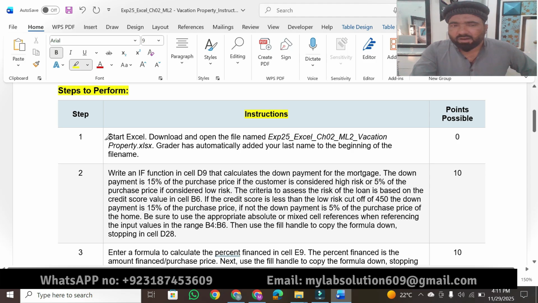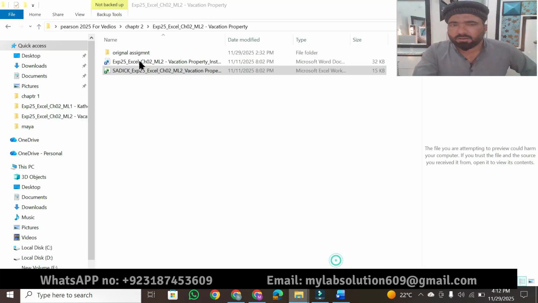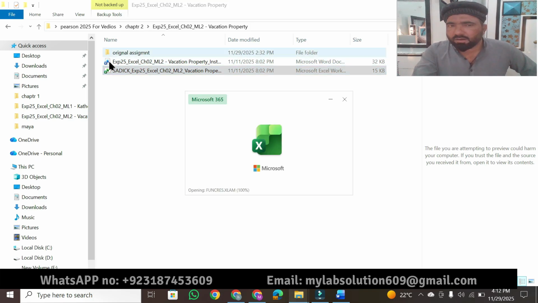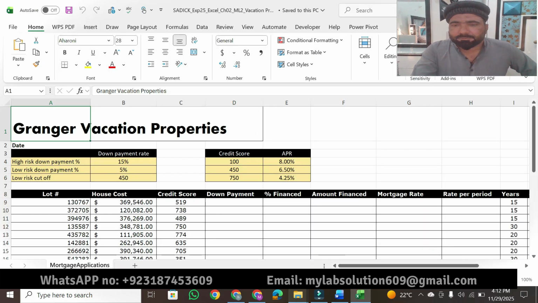In question number 1, start Excel, download and open the file, this one. Then the grader has automatically added your last name to the beginning of the file name. Now we have already downloaded our Excel file. Now we have to open that one, and you may see our name is already added automatically. So here is our solution file.